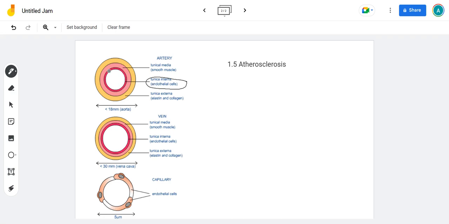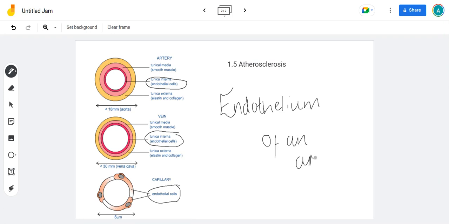Can you see that it's that red layer around the inside there? On the vein, again, it's that red inner layer. So there's our endothelial cells. And in the capillary, they actually only have endothelial cells. Now, what we are looking for in an exam answer usually is that atherosclerosis happens in the endothelium of an artery. Okay, so that's the first thing.